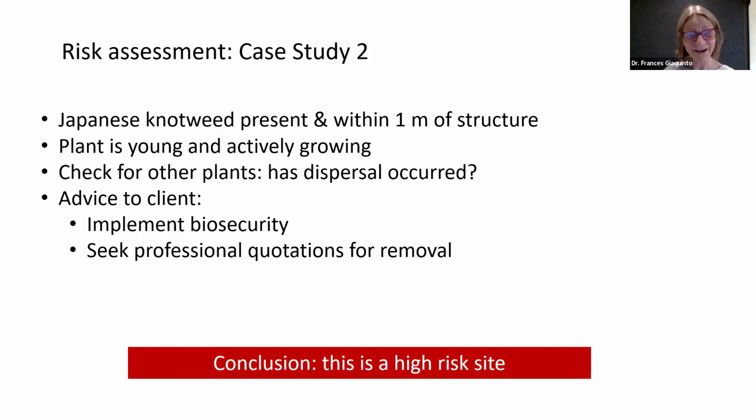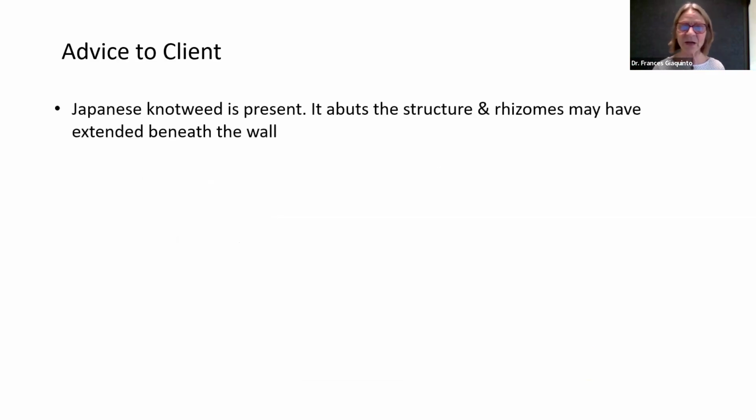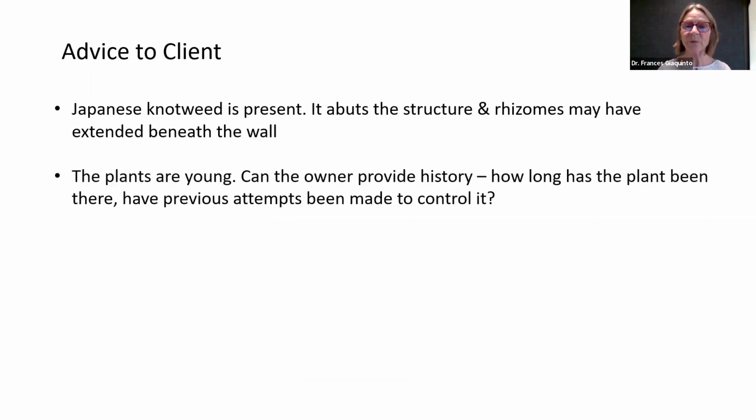Okay, another high-risk site. Your advice to your client: Japanese knotweed is present, it abuts the structure, rhizomes may have extended beneath the wall. The plants are young. When the plants are young, it means there might be an older plant somewhere else, or it means that the plant has been repeatedly cut back. Ask the owner. The only way that you can find out about what the situation is is to ask the landowner, the property owner, to try and get some history.